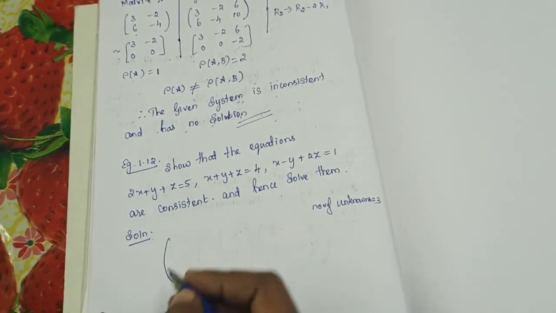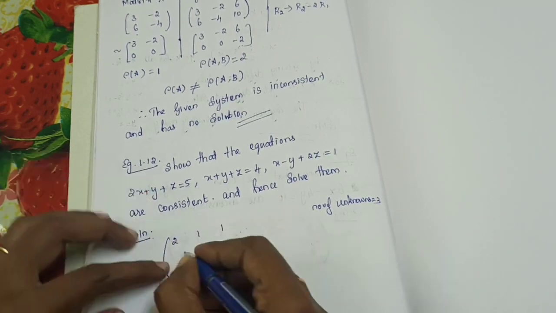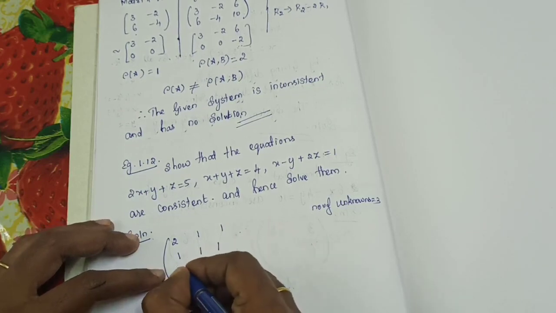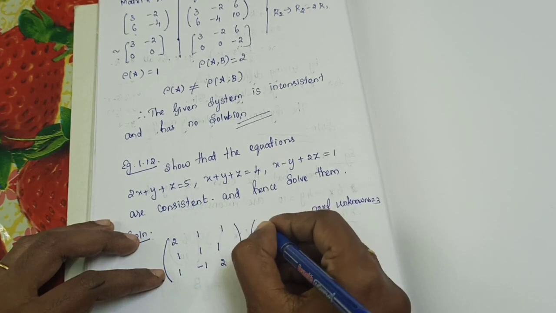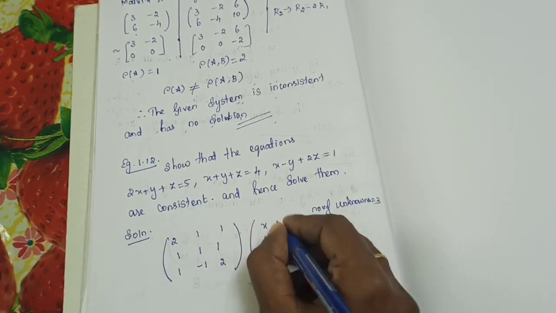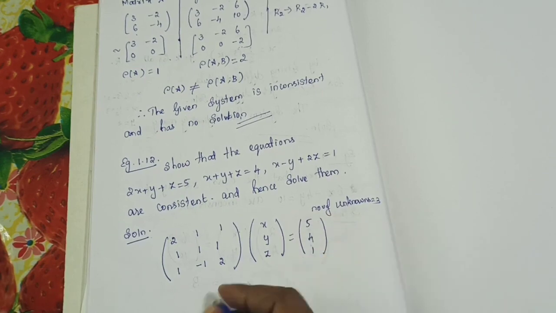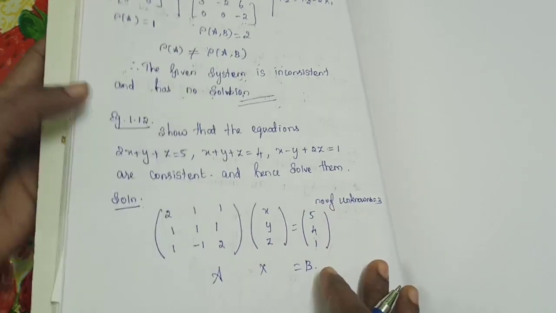So first we are going to write it in the form of AX equal to B. So [2, 1, 1; 1, 1, 1; 1, minus 1, 2] times [x; y; z]. This everything you have learned last year. Then equal to [5; 4; 1]. Now it's in the form of AX equal to B. Understand? Okay.